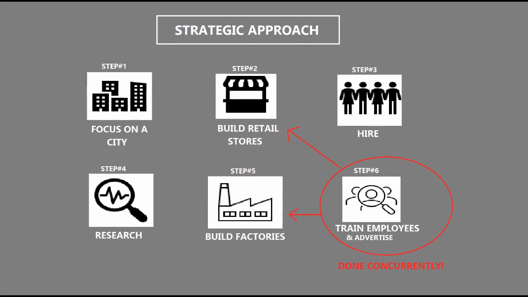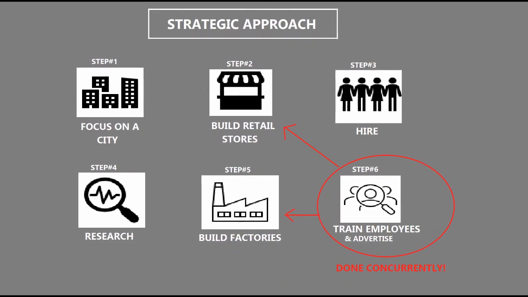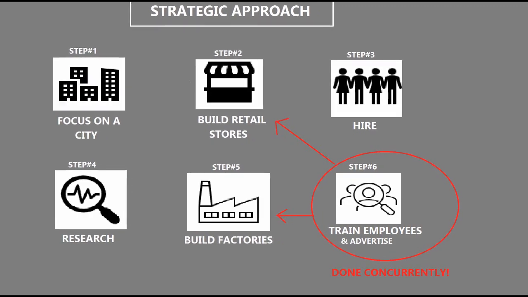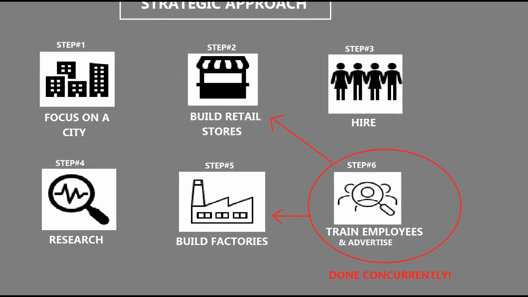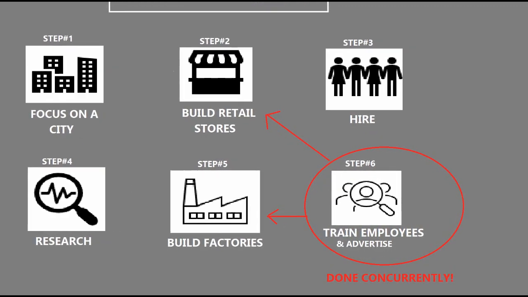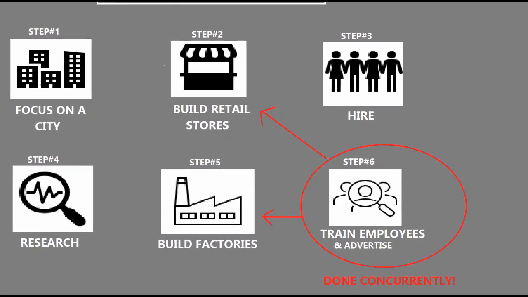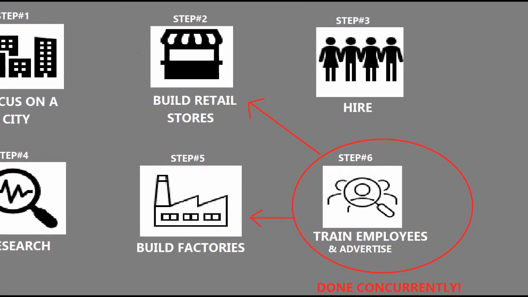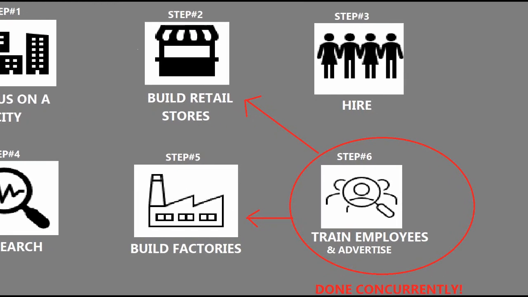So for step number 6, it is important to take note that training and advertising should be done concurrently with step number 2 and step number 5. That is, for retailing, make sure that you increase spending for training and advertising even upon building the retail store. However, for factory, only training expenses would be applicable. So therefore, step number 6 is done concurrently with steps number 2 and number 5.